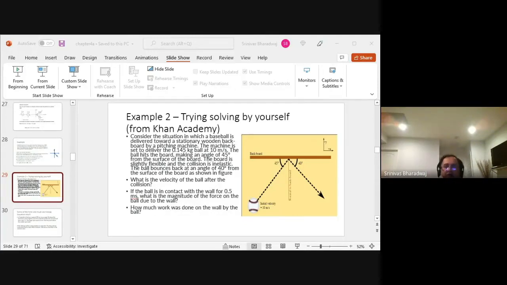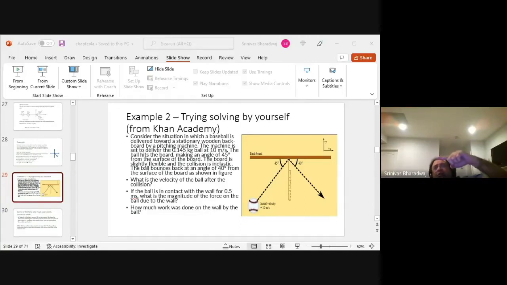Now, see, this one: a projectile is fired at 50 meters per second at 30 degrees above the horizontal.